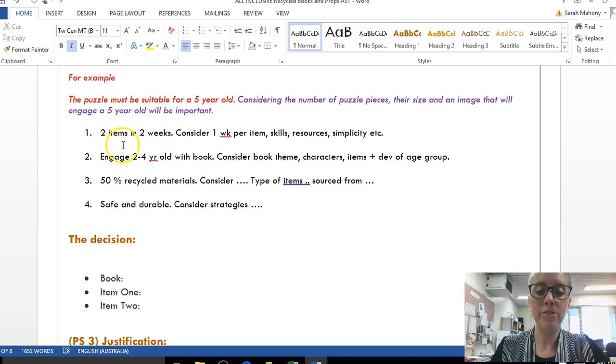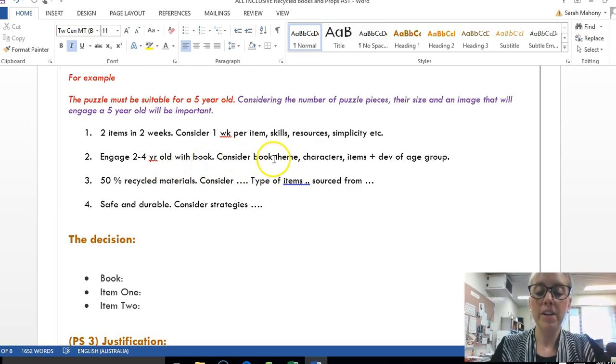All right, you need to put that into a full sentence. Second sentence will be something like consider this, this, this, and this. All right, I've got some clues here, perhaps dividing your time into 1 item per week, the skills and resources that are required, and the simplicity of the designs will be important to consider. Then we move on to a separate dot point, so now a different criteria. The second thing you need to do for this task is make sure that whatever you make engages a 2 to 4-year-old with the book.